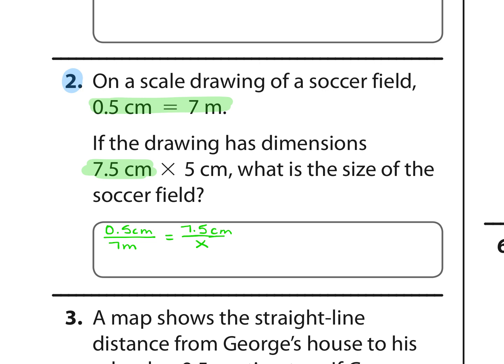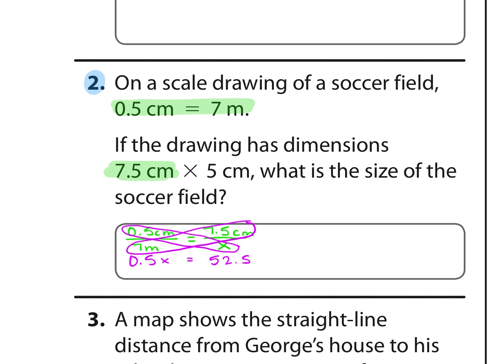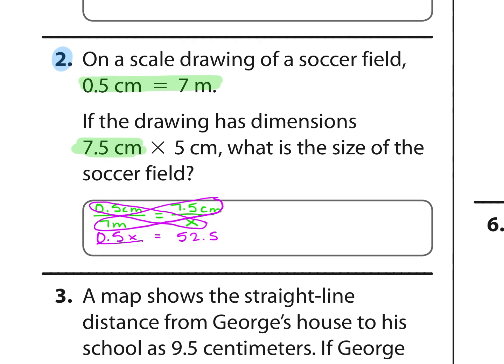So let's solve by cross multiplying. We're going to cross multiply 0.5 times x is 0.5x. We're going to cross multiply 7 times 7.5, and that comes out to 52.5. We're going to divide both sides by 0.5 to get x by itself, and x is 105. So that means that that first dimension is 105 meters.